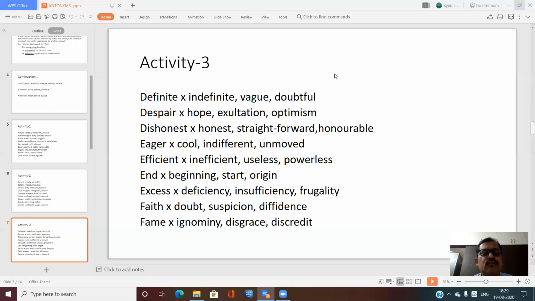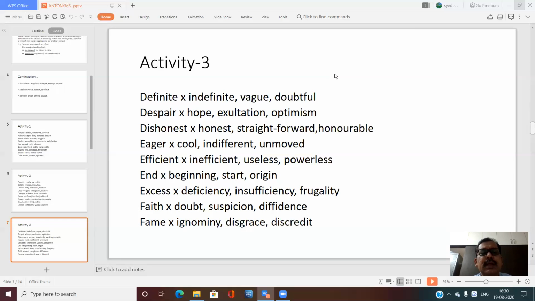Activity 3. Here some words are given. Let me read the words first: definite, inspire, dishonest, eager, efficient, end, excess, faith, fame. Definite, opposite words: indefinite, infinite, you can say, vague. Indefinite means vague, not clear, doubtful, not specific.